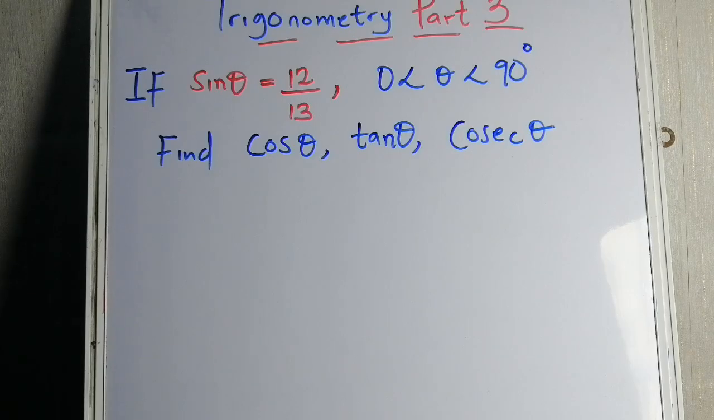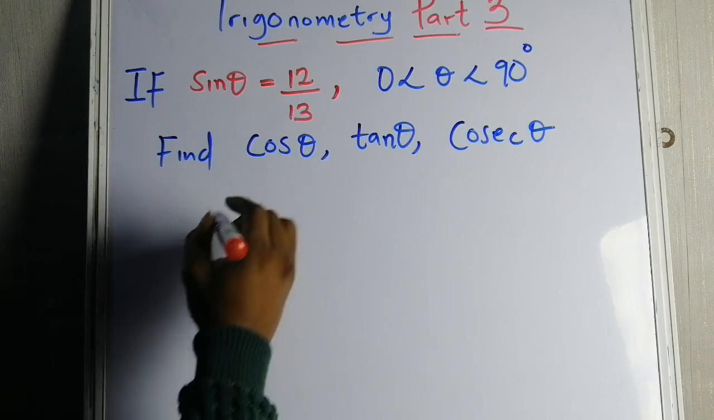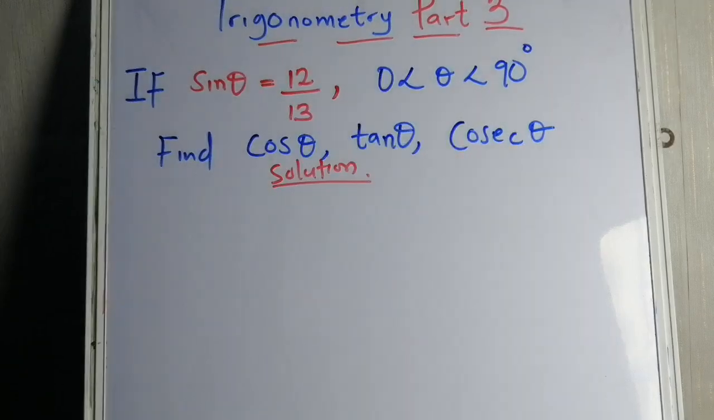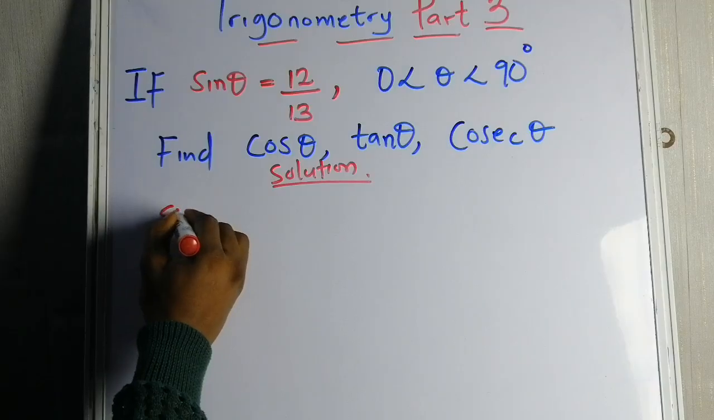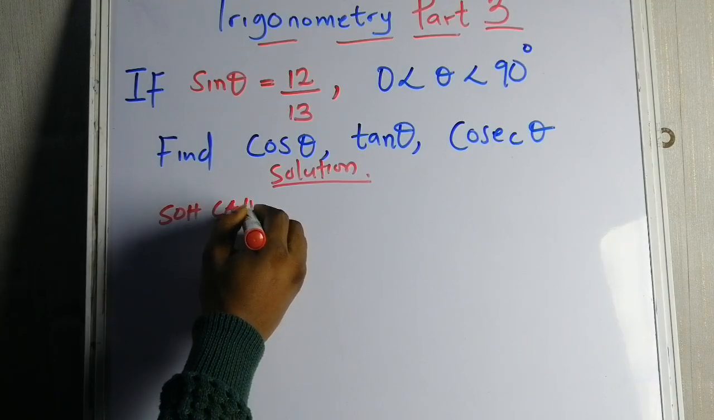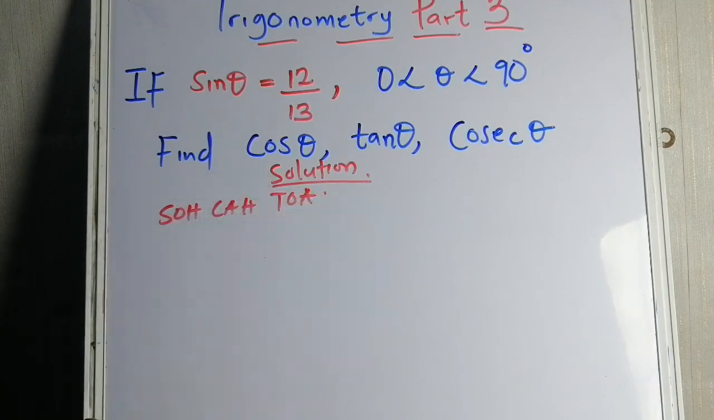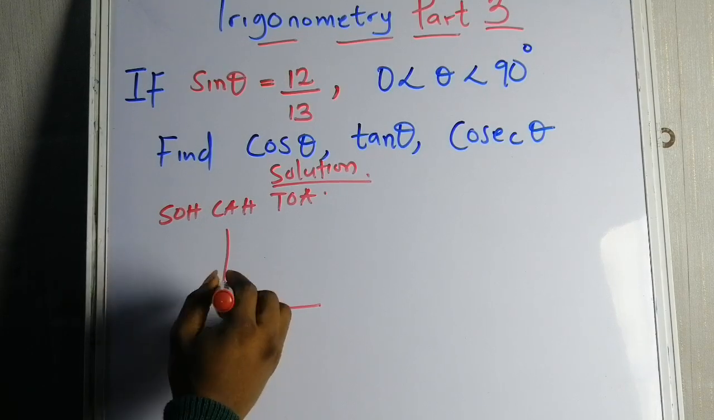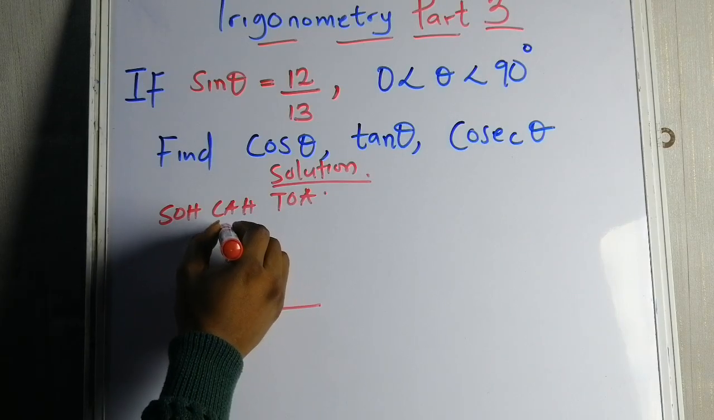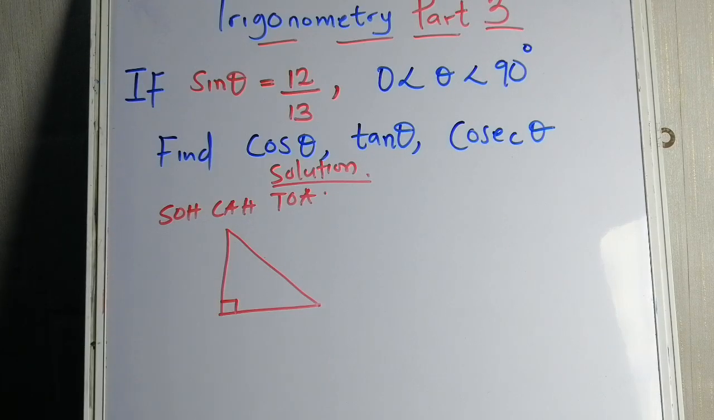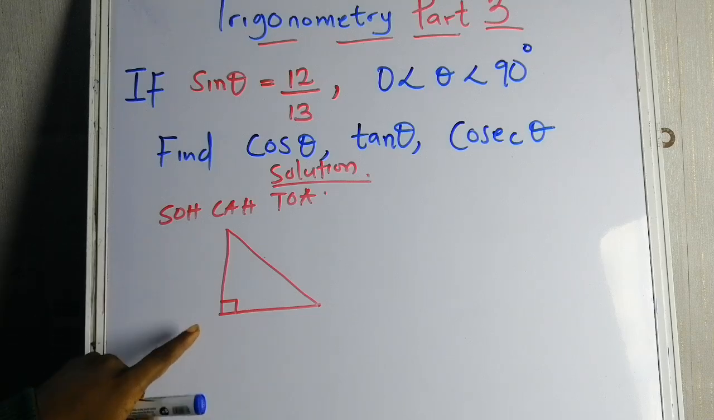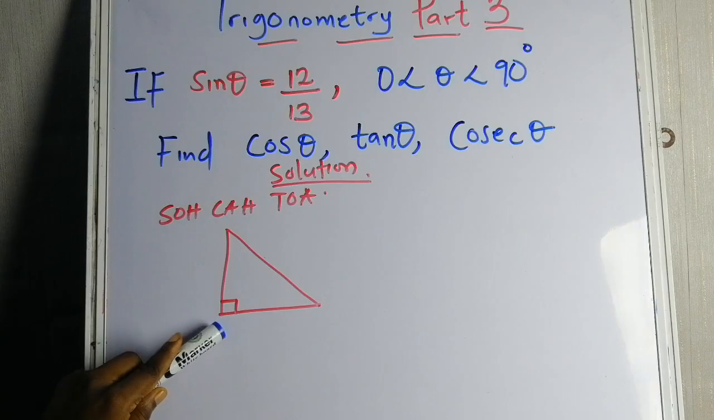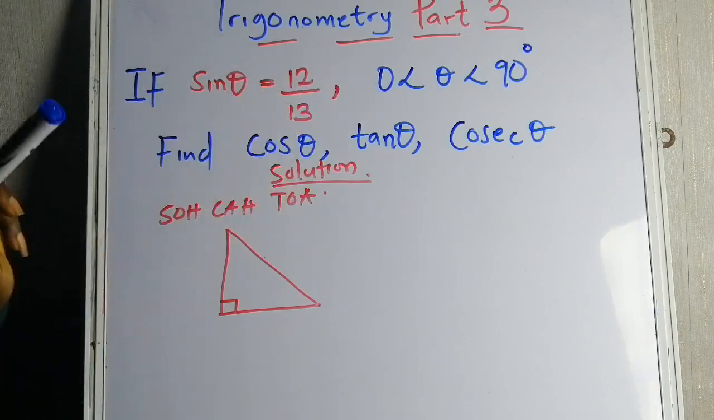So we have a solution here. Don't forget, in part 1, I said something about SOH CAH TOA. You have your right angle triangle. Your y-axis meets your x-axis, and at that point is a right angle. This is your y-axis, this is your x-axis, and where they meet is the right angle. That is the meaning of what we mentioned here.